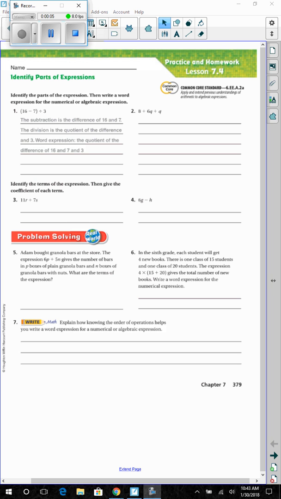7.4. Identify the parts of the expression, then write a word expression for the numerical or algebraic expression. Identify the parts of the expression. Number 1, 16 minus 7 divided by 3.